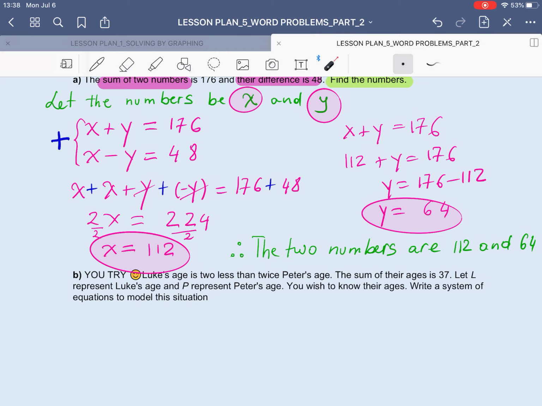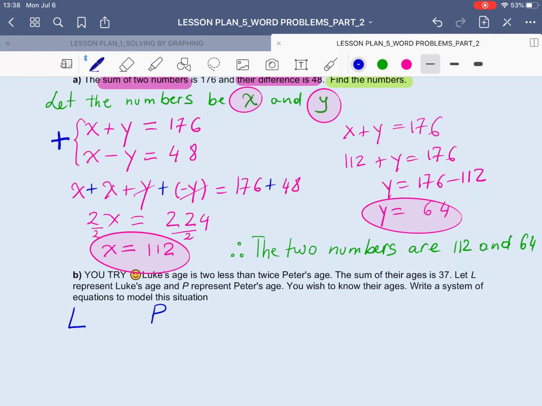Just read it as if you're reading a story. So you are trying to learn what the story is about in this word problem, okay? And then when you read it the second time, I promise that things will make a little bit more sense. So here we got Luke and Peter. We're going to say Luke's age is L and Peter's age is P. So these are our two unknowns.